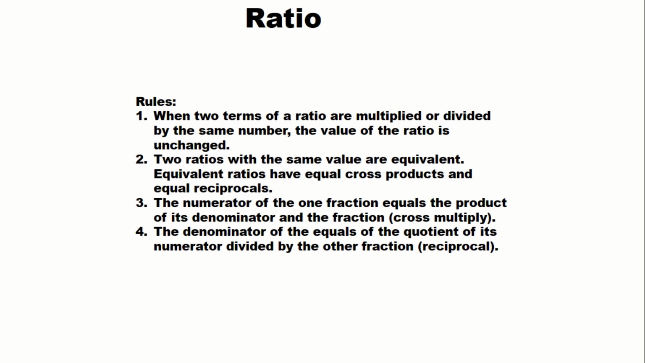So here are the rules for ratio. Number one, when two terms of a ratio are multiplied or divided by the same number, the value of the ratio is unchanged. Number two, two ratios with the same value are equivalent. Equivalent ratios have equal cross products and equal reciprocals. Number three, the numerator of one fraction equals the product of its denominator and the other fraction by cross multiplication. Number four, the denominator equals the quotient of its numerator divided by the other fraction, or its reciprocal.